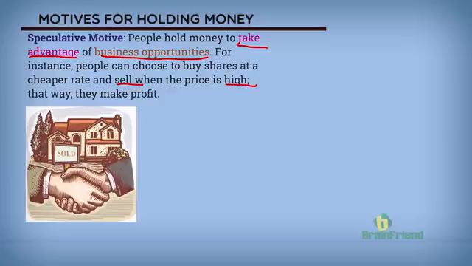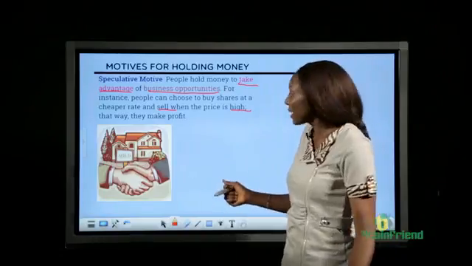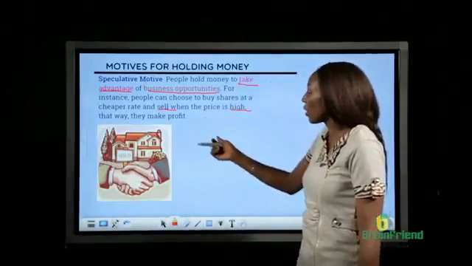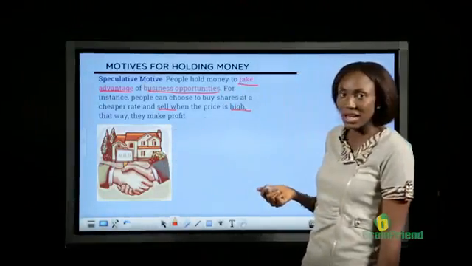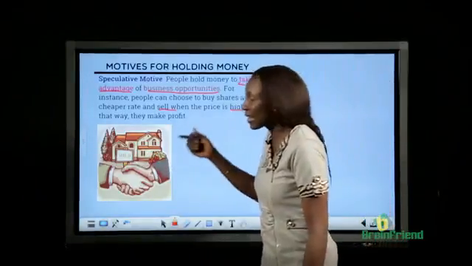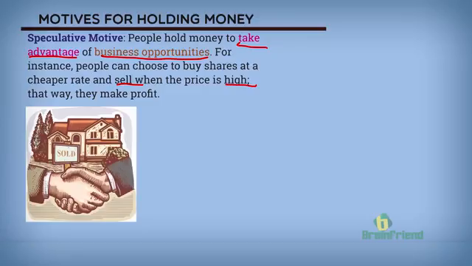Here we can see in our image that the house has just been sold. It is a good business. It might be that it's something that just came up. The owner of the house needs to sell this house. And because he has money handy, he made the money available to purchase the house. That is speculative motive.